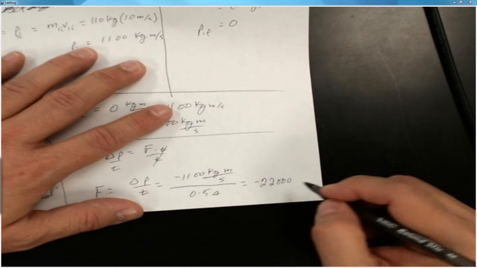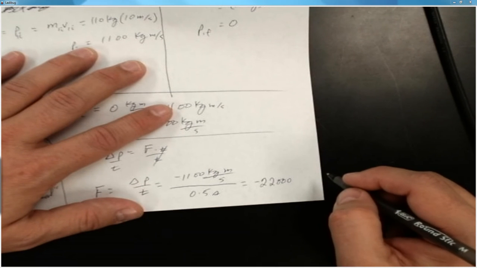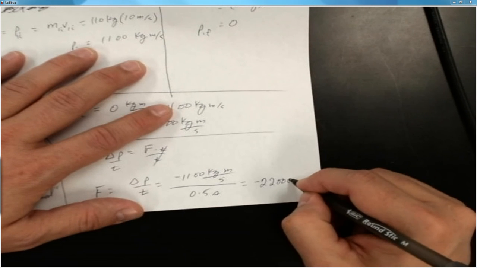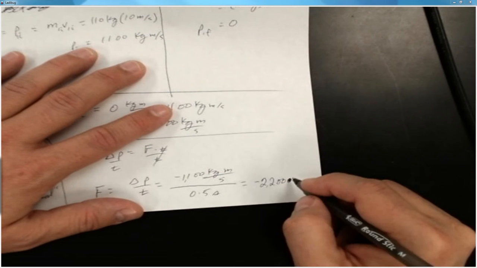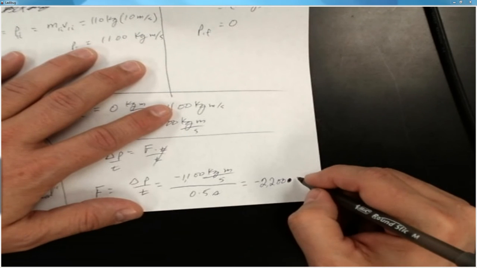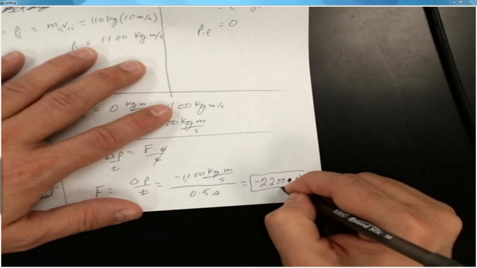Now it's kilogram meter per second squared, which is a Newton. Oops, I got an extra zero there. 2200, not 22,000. So that's negative 2200 newtons of force.